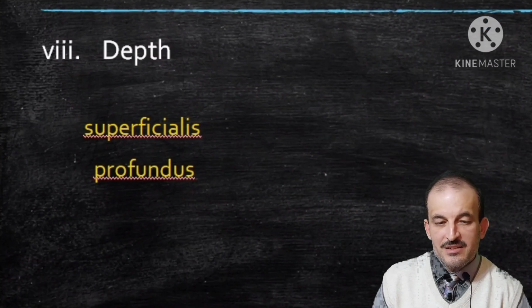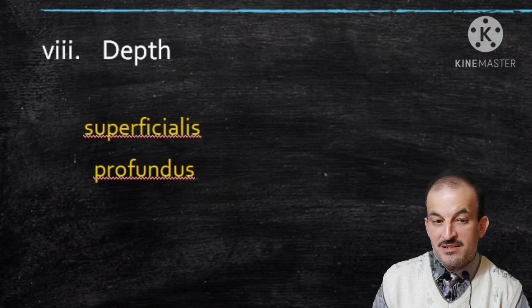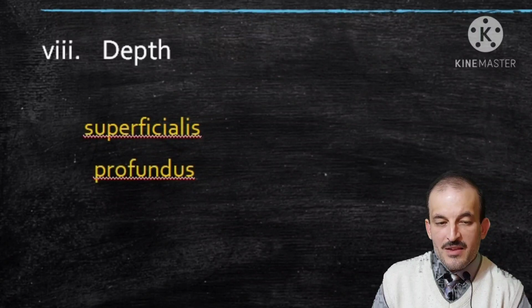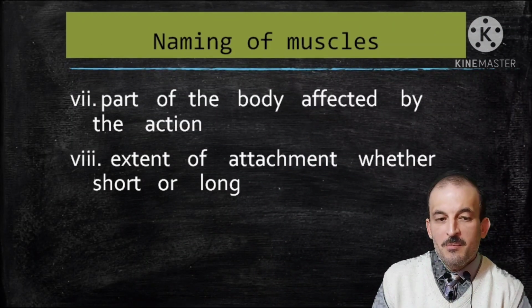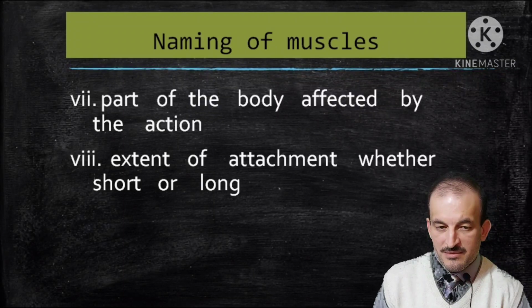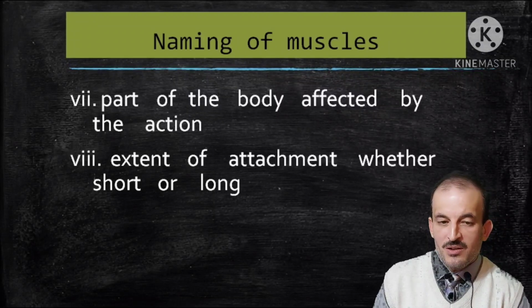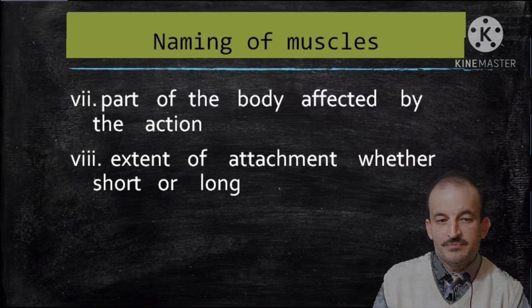Another factor is we can classify these muscles according to the depth. We call it superficialis or profundus. Other factors are which part of the body is affected by the action. Another factor is the extent of attachment, whether short or long.